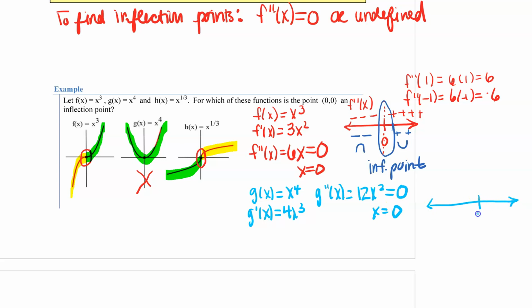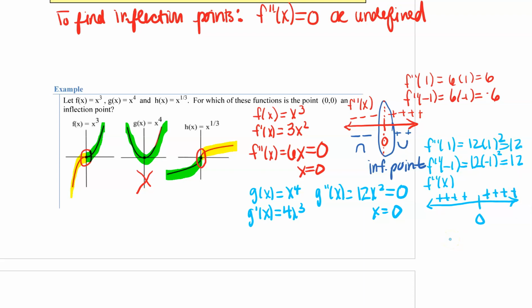So I'm going to draw a number line at 0. And I'm going to check to the left and right of 0 into my second derivative. So if I plug in, say, -1, plug it into my second derivative, that would give me 12 times -1 squared. Well, -1 squared would be 1 times 12, so it would be positive. And if I plug in, say, +1, that squared is really just going to take away any sign change that I have. So again, it's going to be positive over here.